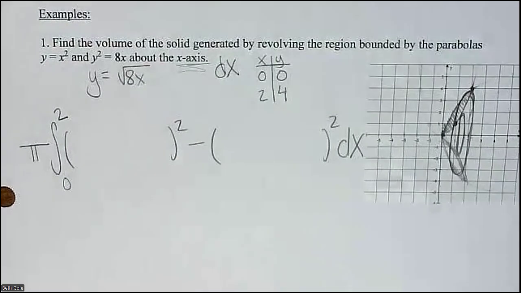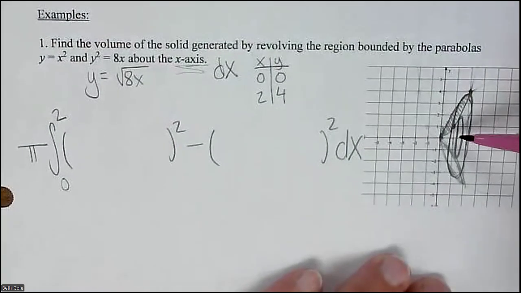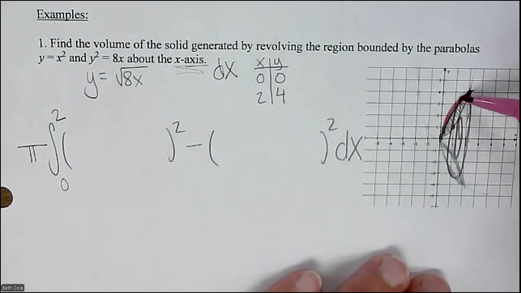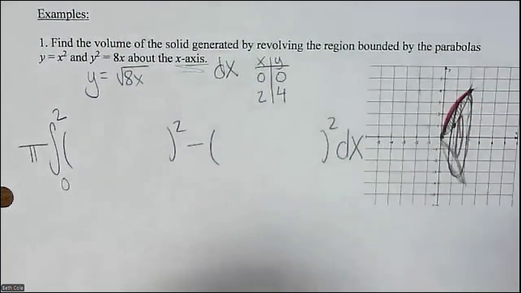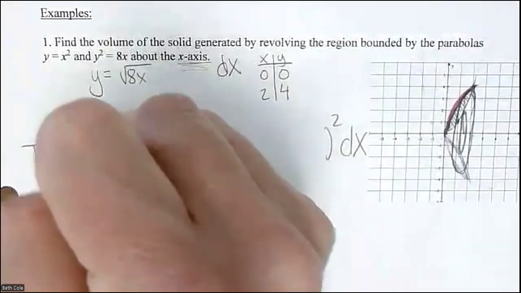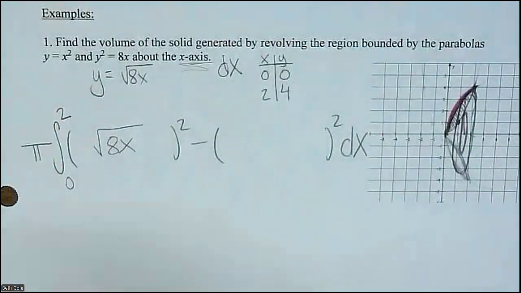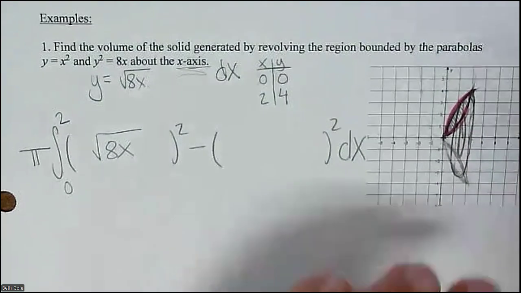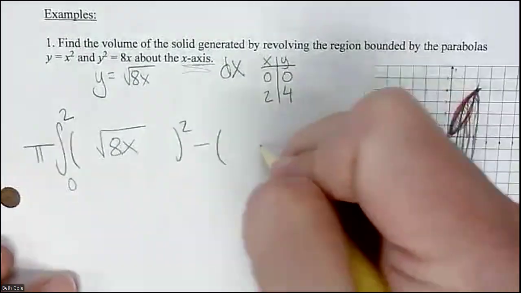And I will attempt to show you this here. The outside radius goes all the way to the edge. So that is this graph. Do you see the one I'm highlighting there? Which one is that? That's the sideways one. So that's your square root of 8x. And then your inside radius goes to this one, which is the x squared.